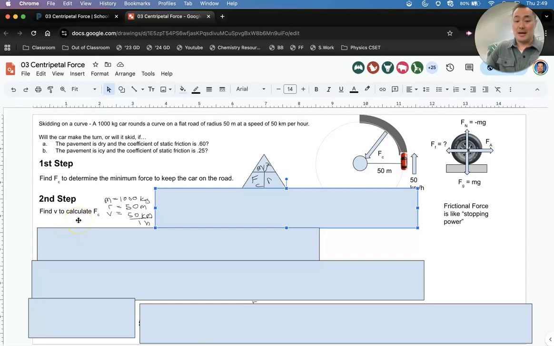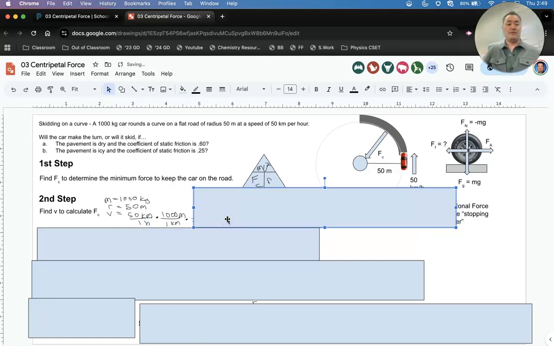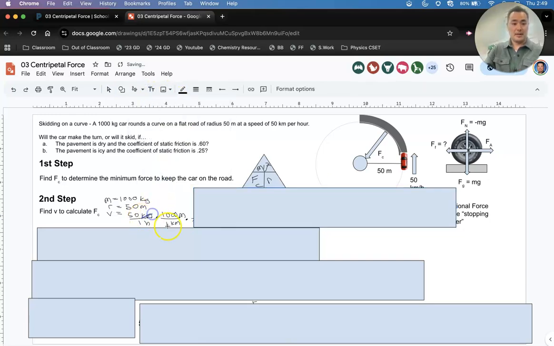The mass is 1,000 kilograms. The radius is 50. The velocity is 50 kilometers per hour. We need to change kilometers per hour into meters per second by multiplying it with a conversion factor, aka a fraction. If you multiply 50 kilometers per hour by 1,000 meters over a kilometer, you can cancel out the units. I'll do that now. Cancel, cancel.